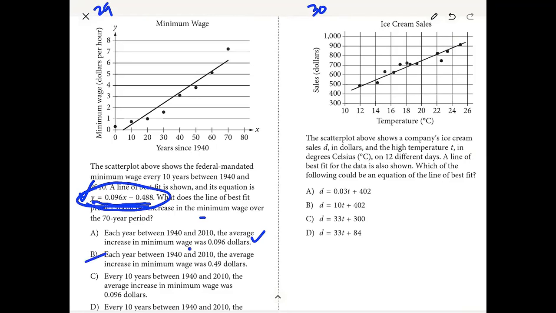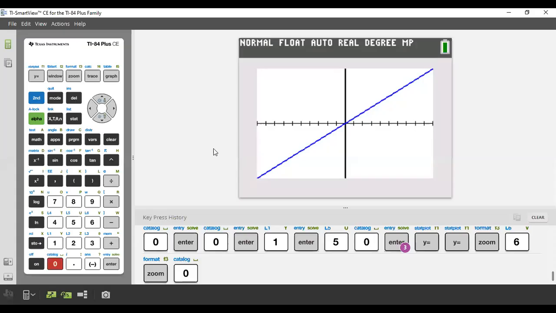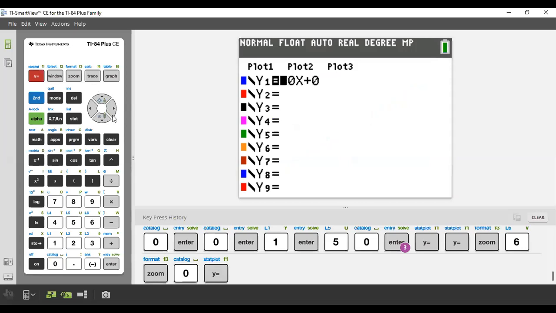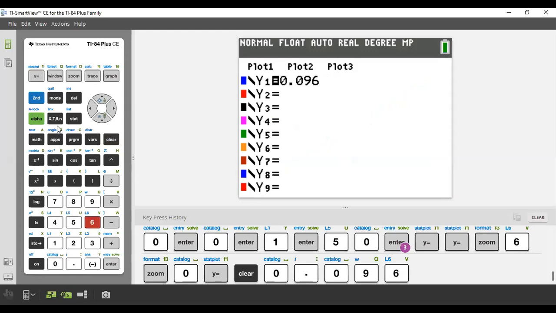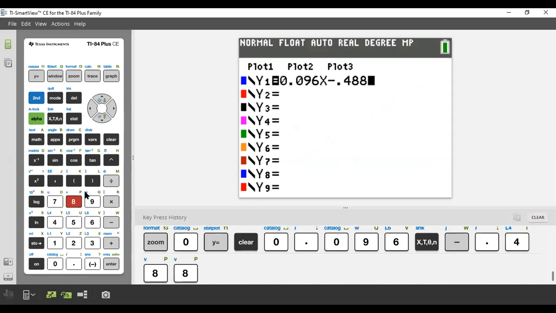C is another choice. It says every 10 years between 1940 and 2010, the average increase in minimum wage was 9.5 cents. Now, basically you have two choices and you have to decide which one you think it actually is. What I would do, if I'm not sure, is go to Y and graph it. Or I'd enter the equation. So this would be 0.096x minus 0.488. And here's the key thing for me.